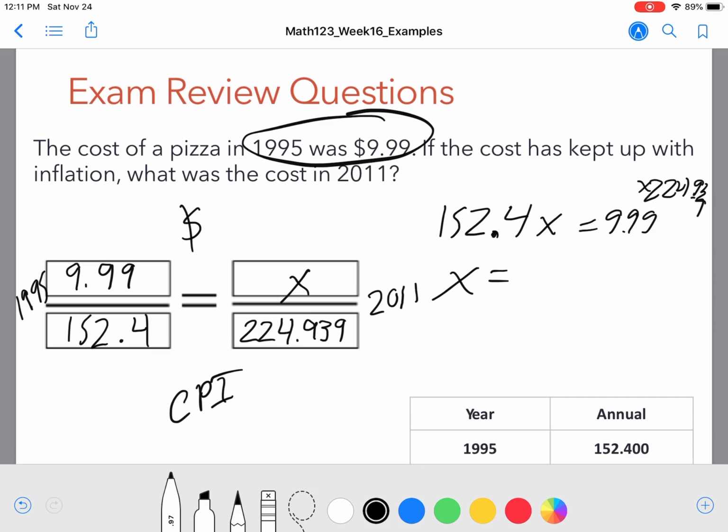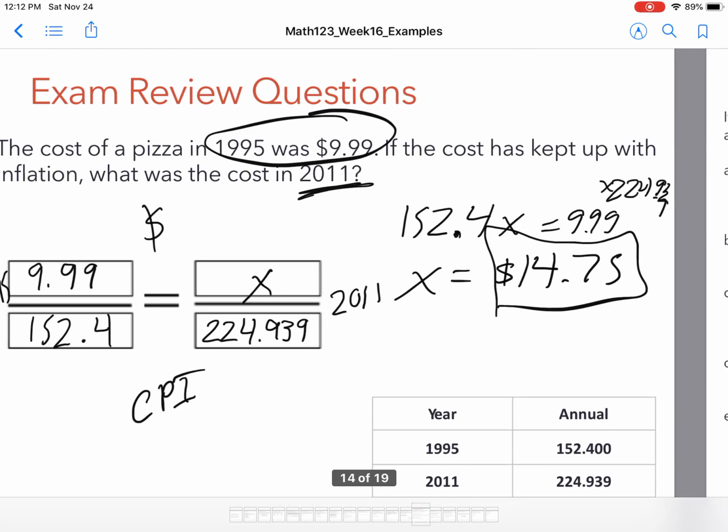I'm getting an answer of like $14.75 if we round to the nearest penny. All right, so something like that. $14.75. All right. Kind of makes sense that our value went up because it's talking about pizza in 1995 and then pizza in 2011. So our 2011 value should be higher. So it shouldn't be a ton higher, all right, but it went up by a few dollars. All right, let's take a look at the next example.